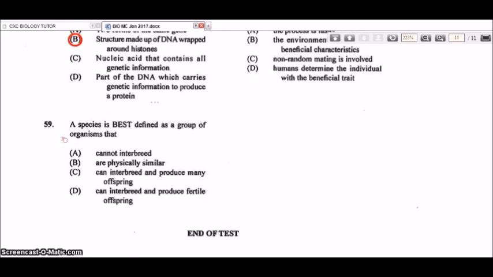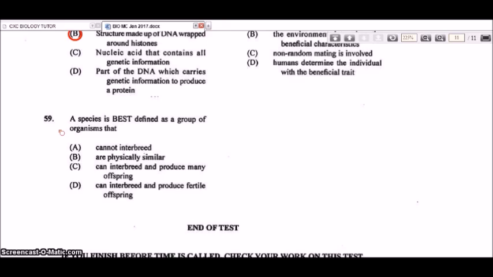Question 59. A species is best defined as a group of organisms that. So the answer for that one would be D. Can interbreed and produce fertile offspring. So there's a slight difference between C and D, but they have to be able to produce fertile offspring, not so much many offspring. So you see, make sure you notice that difference there. So D, can interbreed and produce fertile offspring.